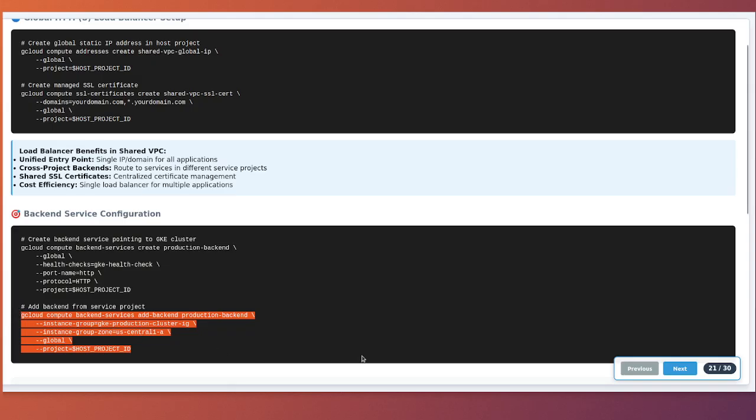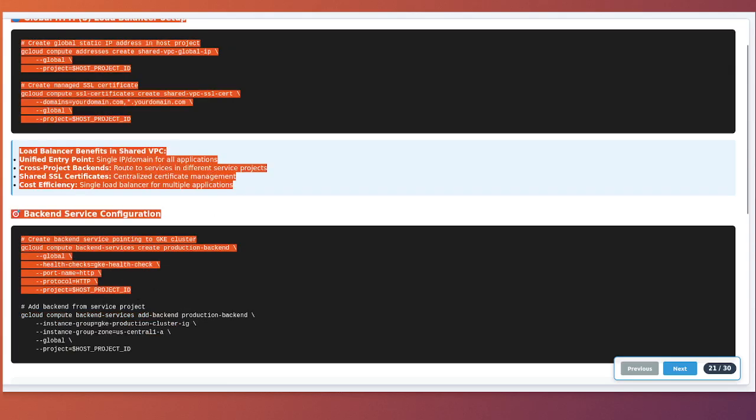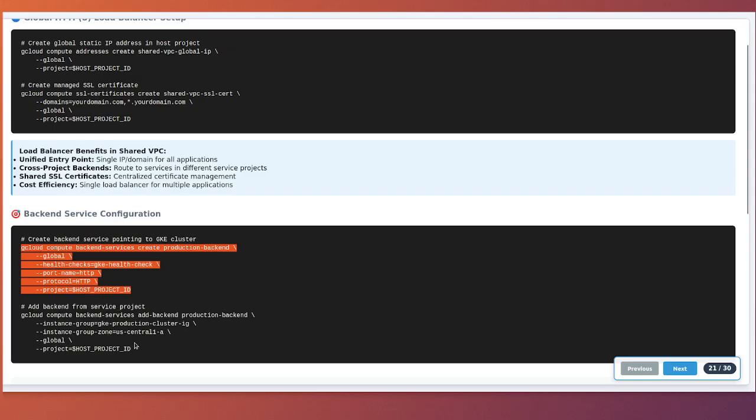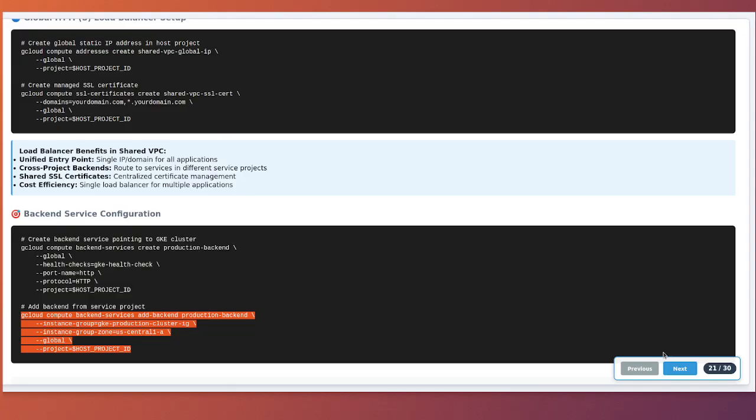When configuring load balancers in shared VPC, remember that the load balancer resources, forwarding rules, target pools, etc., are created in the host project, but they can serve backends from any attached service project. This approach provides consistent external IP addresses and SSL certificates across all your applications, regardless of which project they are deployed in.